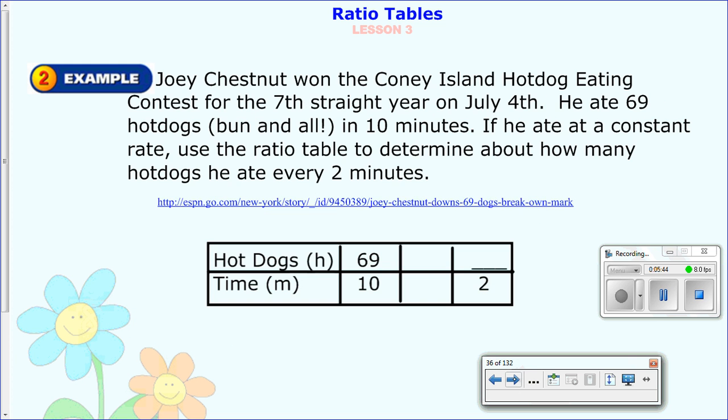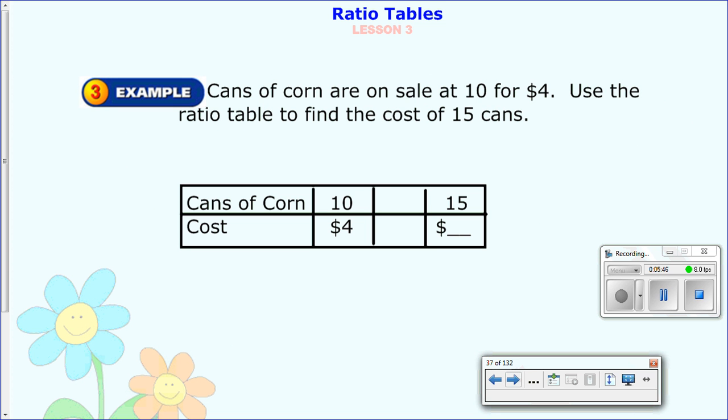So here we go. Here's one I want to do quick. Cans of corn are on sale at 10 for $4. Use a ratio table to find the cost of 15 cans. So if we were to solve this, this one isn't so easy because I can't just do 10 times something is 15. I can't times 10 by anything to get 15.